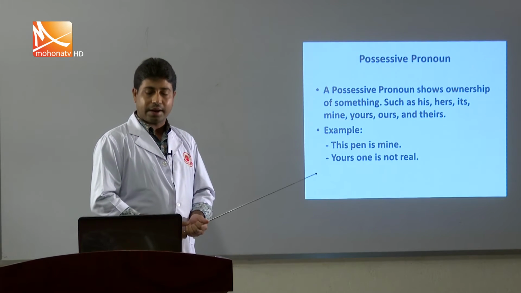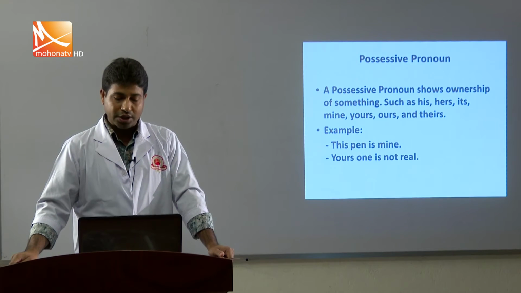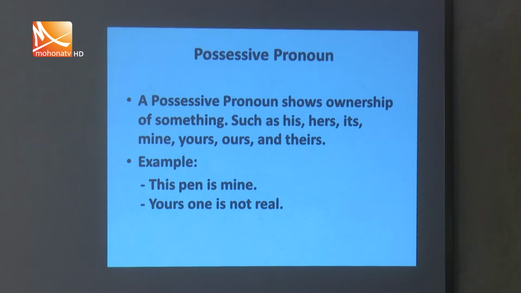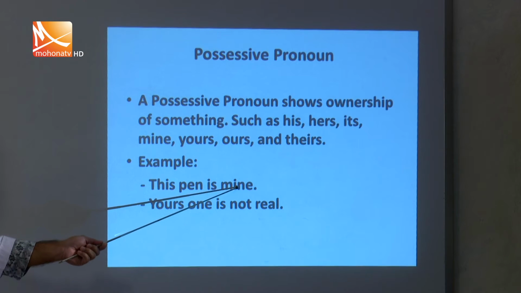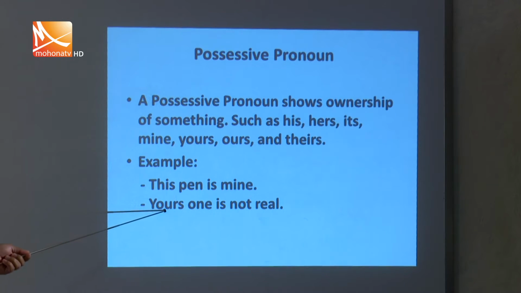Now we are going to learn about possessive pronoun. A possessive pronoun shows ownership of something such as his, hers, its, mine, yours, ours and theirs. They are the possessive pronouns. Look at the example. This pen is mine. In this sentence, mine is a possessive pronoun because it belongs to someone. Yours one is not real. In this sentence, yours is a possessive pronoun.